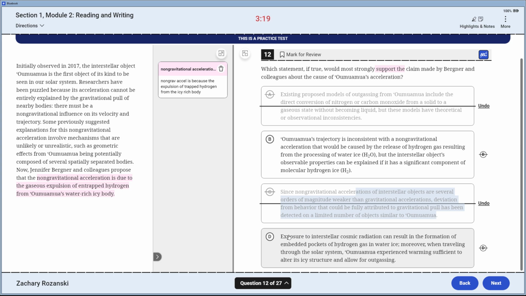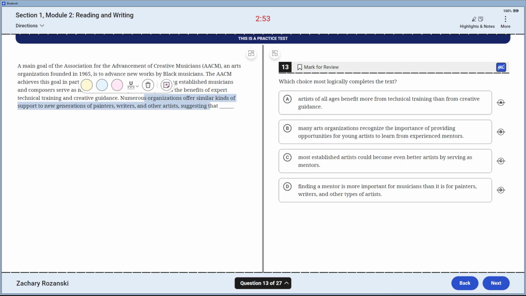Exposure to interstellar cosmic radiation can result in the formation of embedded hydrogen. Okay, we can have hydrogen. Moreover, when traveling through this system, warming, it has to be D. The interstellar object's behavior can be explained if it has a significant amount, is inconsistent with non-grav. Oh no, this is inconsistent with. It's got to be D. Pick it and move on. Read this.